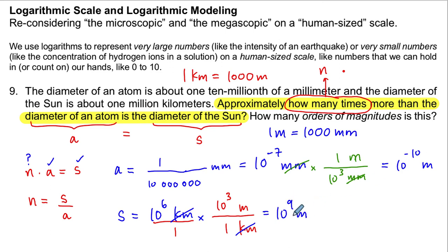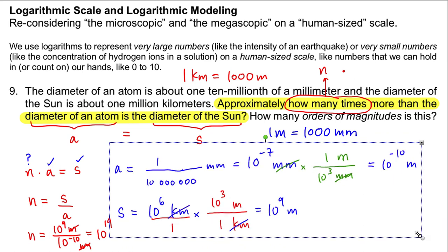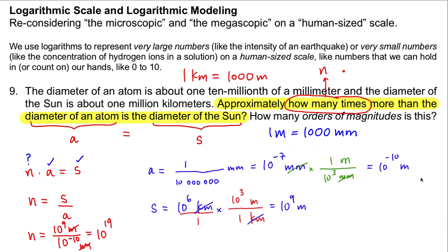So when we input these two values to solve for n, we get that n is equal to 10 to the 9 meters divided by 10 to the negative 10 meters, which leaves us with no units, and we just get 10 to the 19. So we would multiply by a very large number, 19 copies of 10, to go from the small atom diameter to the large sun diameter. And so what we're really talking about when we ask for the human-sized value here is just picking off the exponent.